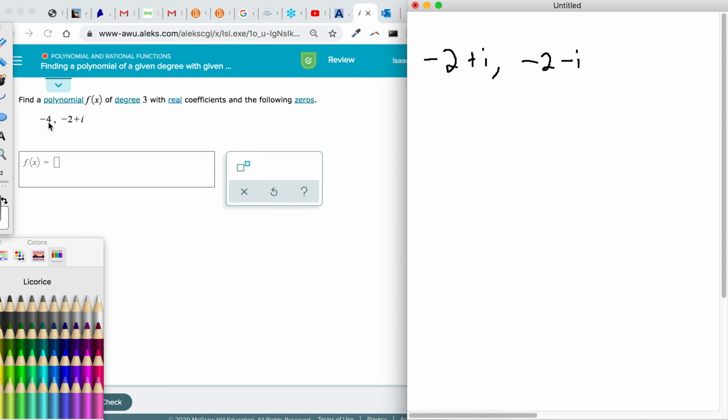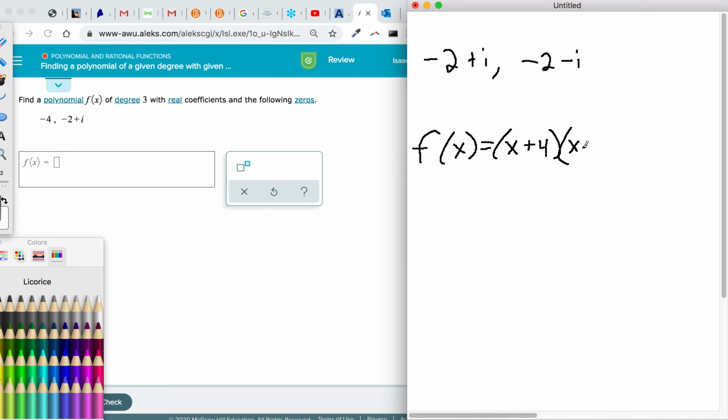They told us -4 is a 0. They said -2 plus i is a 0. Well, then -2 minus i also has to be a 0. So here's how I'm going to write that. I'm going to write x plus 4. That's because if you plug in -4 into this expression, it makes 0. Right? And they said that there's zeros. So -4 plus 4 should make 0.